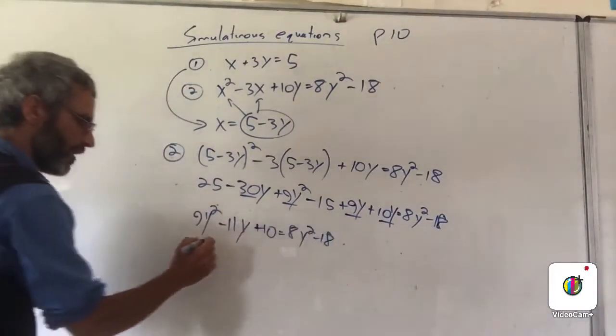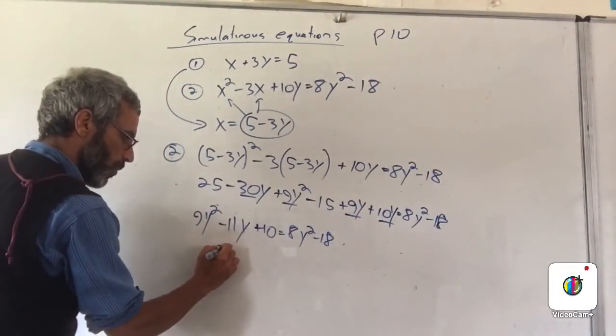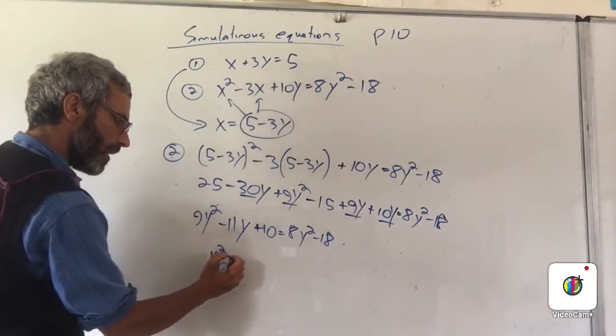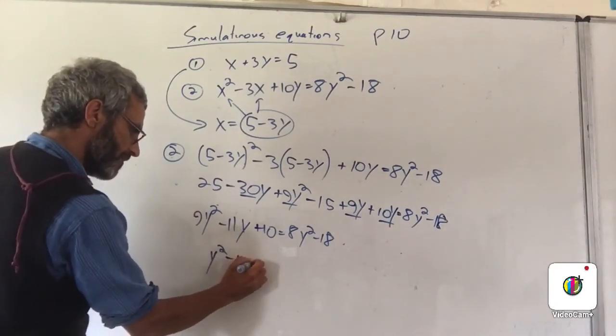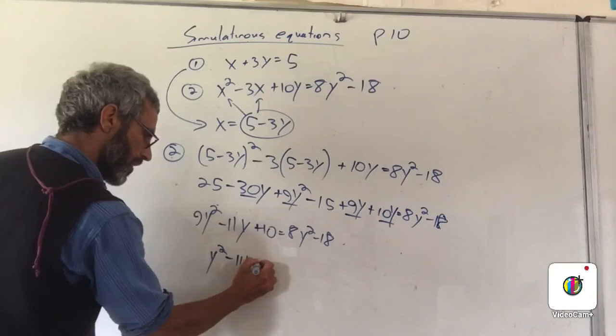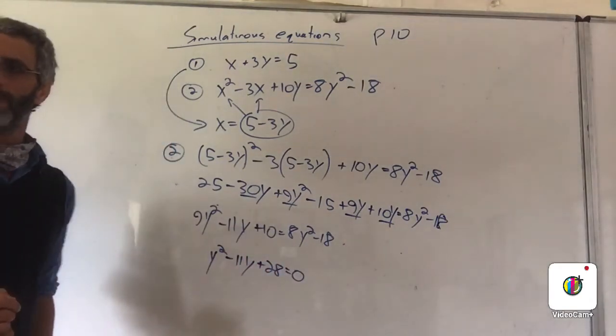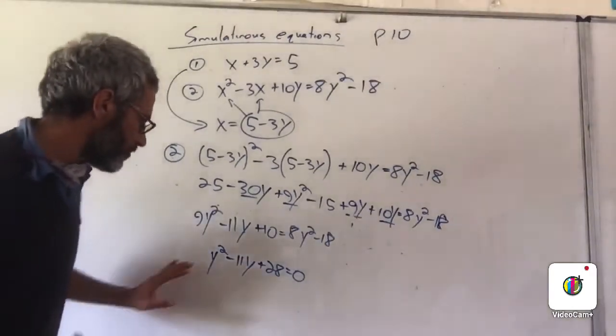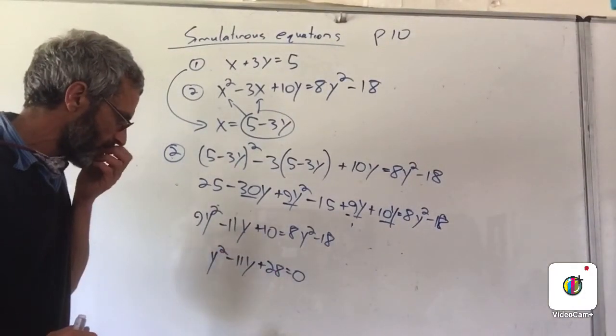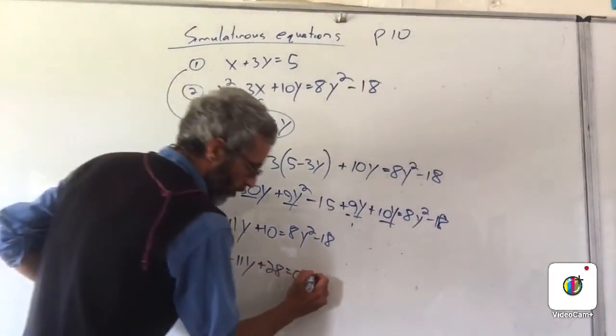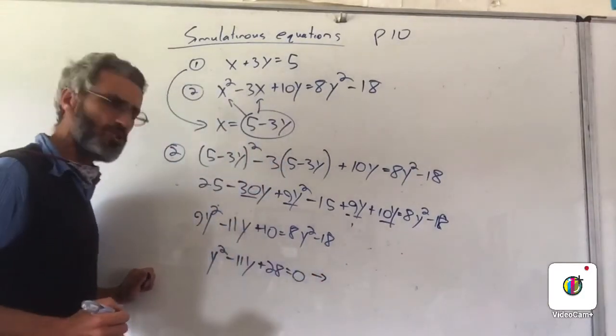Now let's move everything to the left. So y squared minus 11y plus 28 equals 0. Are we happy so far? Let me just pause. Now we sort out this quadratic equation. We've got to try and factorize. Can we factorize it? Did you have a look already?